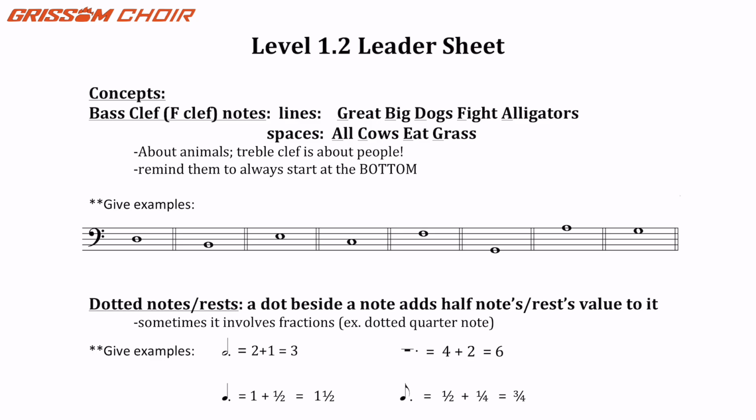Remember that an easy way to remember the bass clef is that the bass clef is about animals. The treble clef is about people. Every good boy does fine, and F-A-C-E, face. Remember, just like with the treble clef, you must start at the bottom line. The bottom line is G.